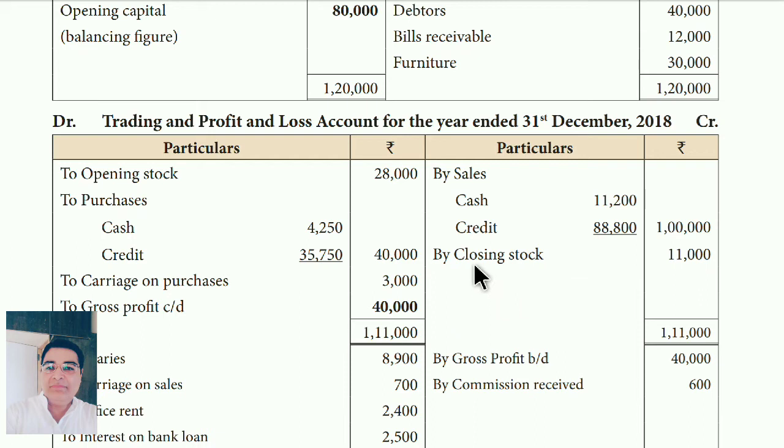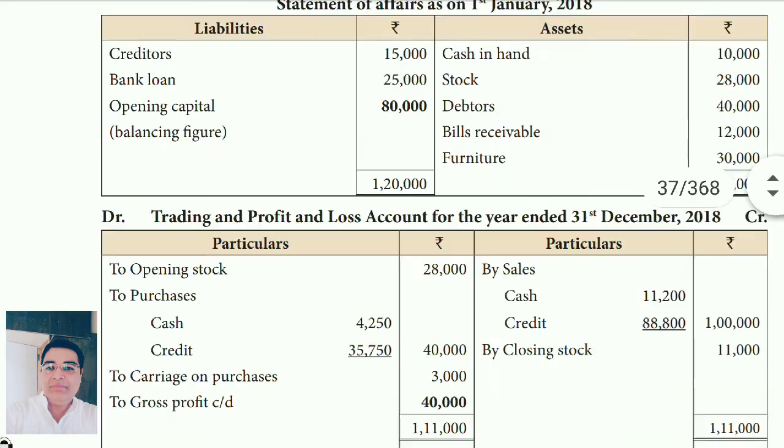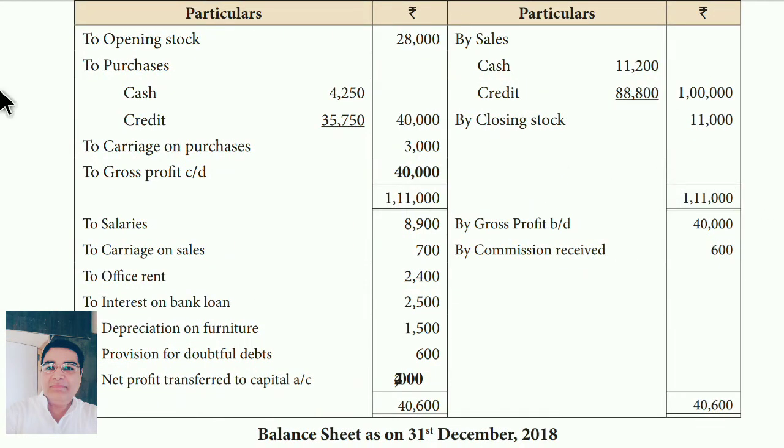If there is sales return, we have to reduce the sales return. But in this sum, sales return is not given. So straight away in this sum, we add both the amounts and write it in the outer column. Next one, see the next line. It is given cash purchase 4,250, credit purchase 35,750. So both the amounts we write in the trading account debit side. Same as what we did in the sales, the same thing we have to do in purchase. Cash purchase, credit purchase, add both in the inner column. 4,250 plus 35,750 is total 40,000.